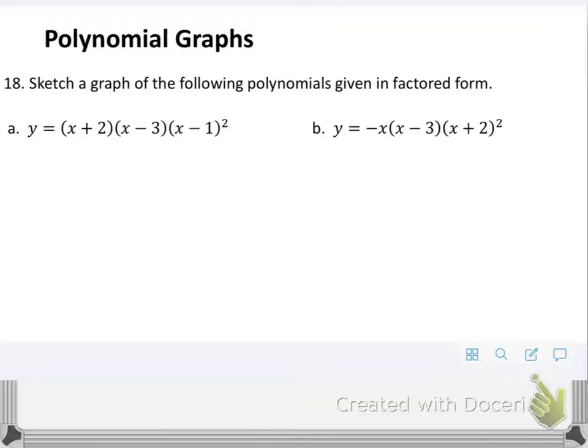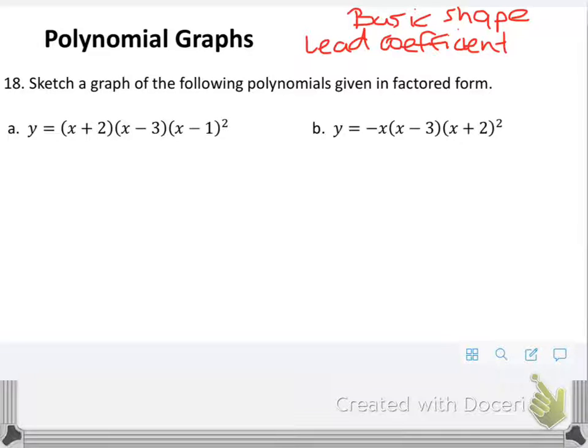to sketch a graph. So when our equation is given in factored form, we're given a lot of information that's going to help us graph it. However, in order to get started, the very first thing we want to identify is what is the basic shape. And in order to get the basic shape of what our graph is going to look like, which is going to determine our end behavior and things like that, we need to know the lead coefficient. So we want to find the lead coefficient of the equation.